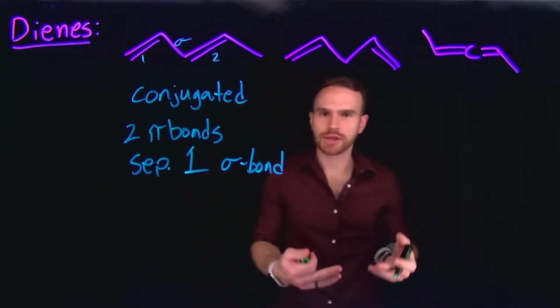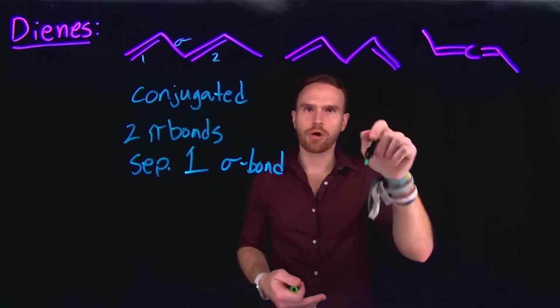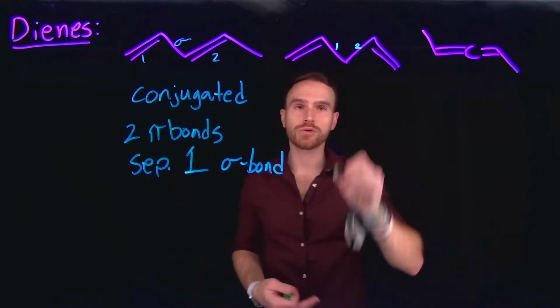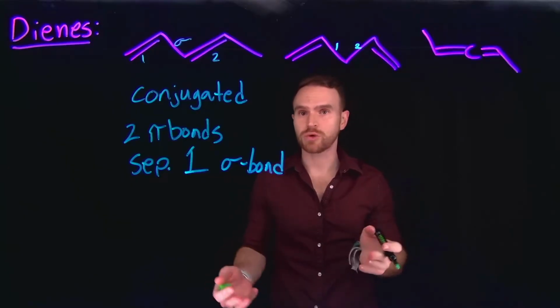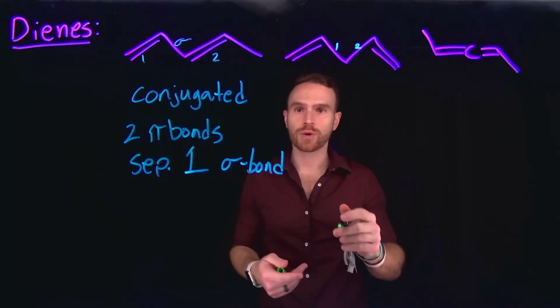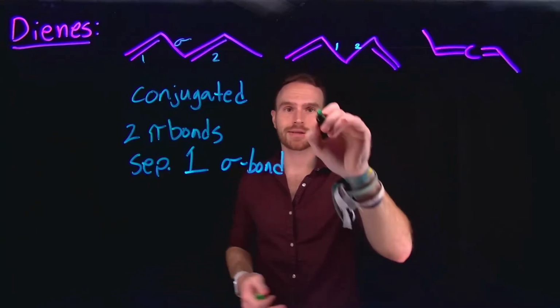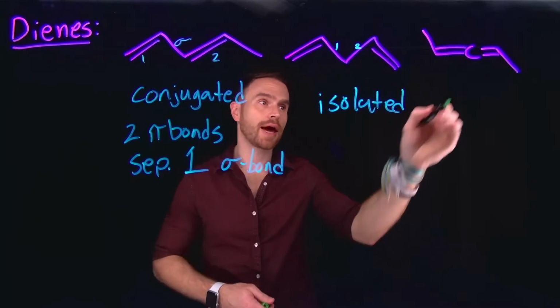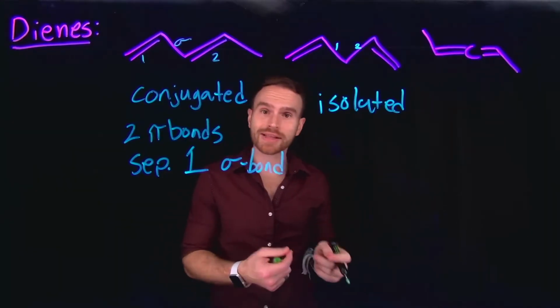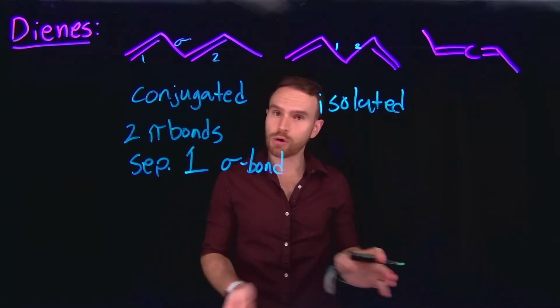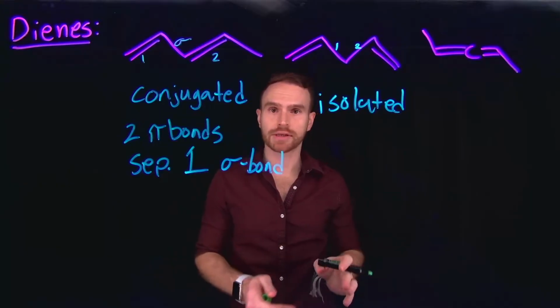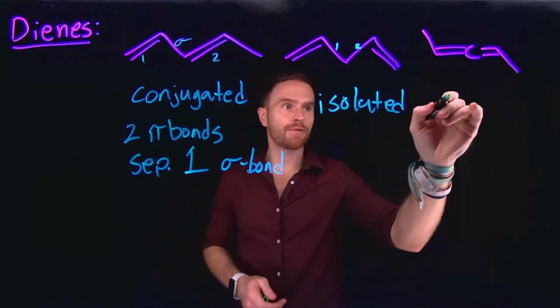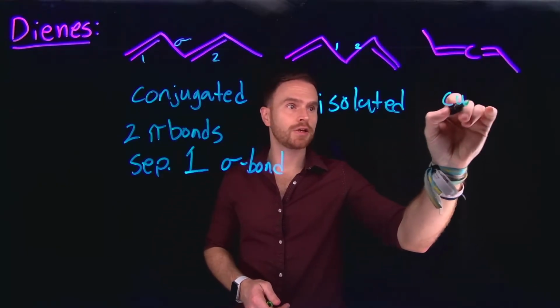So what you should then be able to see is that in the second molecule, we have 2 sigma bonds that separate those 2 different alkenes. Therefore, we would say that these alkenes are isolated. And then finally, the last one has the 2 pi bonds directly adjacent to one another, with no sigma bonds separating those different alkenes. Therefore, we would say that this is cumulated.